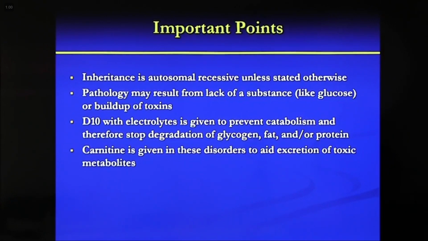Many of these conditions are treated with D10 with electrolytes. You treat with D10 with half normal saline at 1.5 times maintenance. Well, why do we do that? It's usually to stop the degradation of various substances, including glycogen, fat, or protein. So for many of these disorders, the D10 will stop the breakdown of these substances and actually help the patient. Carnitine is given for a lot of these disorders in order to aid in the excretion of toxic metabolites. And that is a general principle.